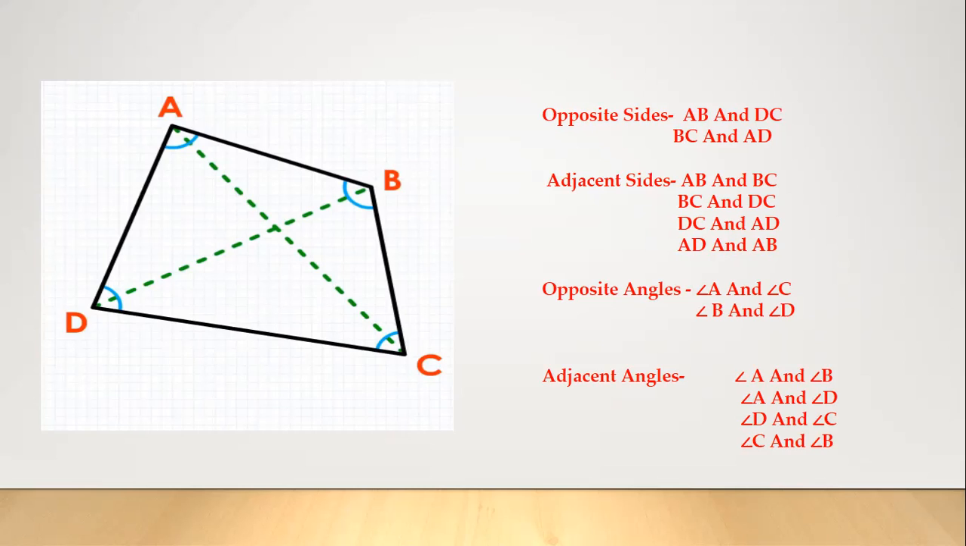Similarly, opposite angles and adjacent angles. Opposite angles means A is opposite to C. So these two are opposite angles, and B and D. And adjacent angles means A and B are nearby. A and D are also nearby. So these two pairs are adjacent angles. Similarly, D and C, and B and C, these are adjacent angles.